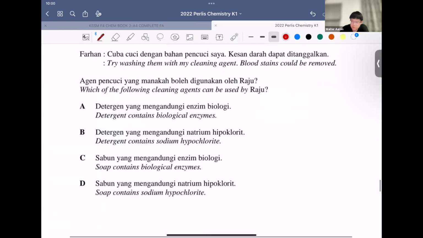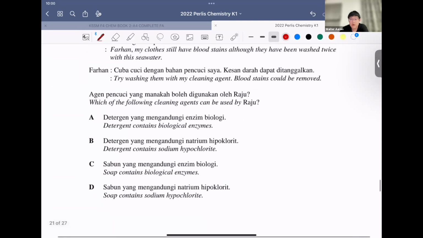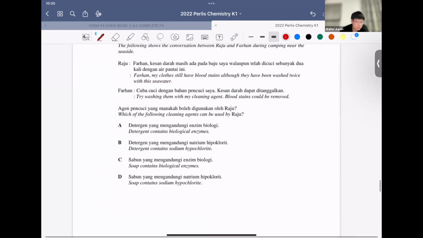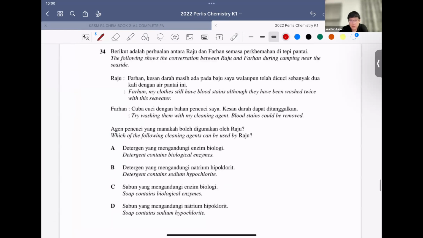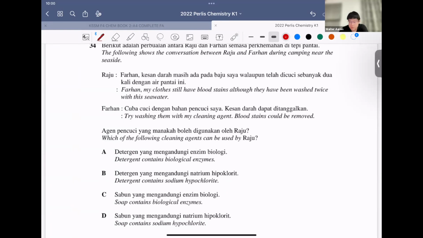Okay. So I think most likely the stubborn stain, which the blood itself has a lot of protein and also a lot of iron inside. So what you can use to wash away blood stains is actually detergent that can degrade proteins, for example. So I think detergent that contains biological enzymes is the best in terms of removing that stain.